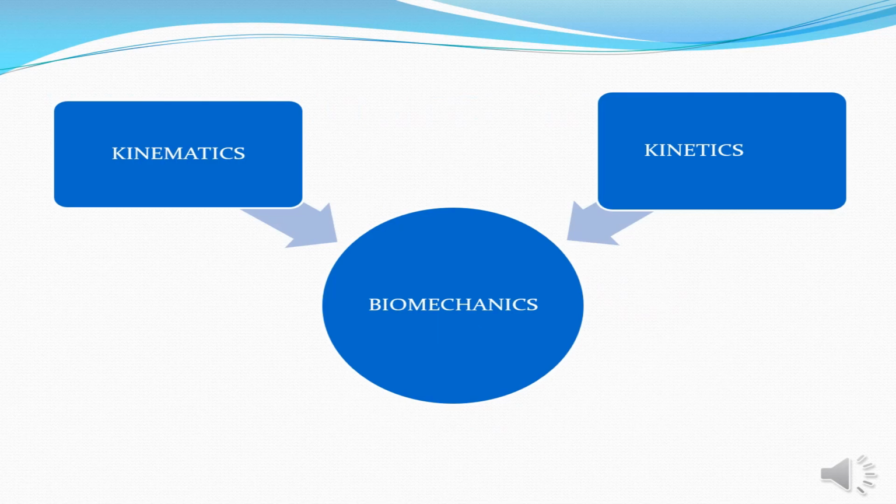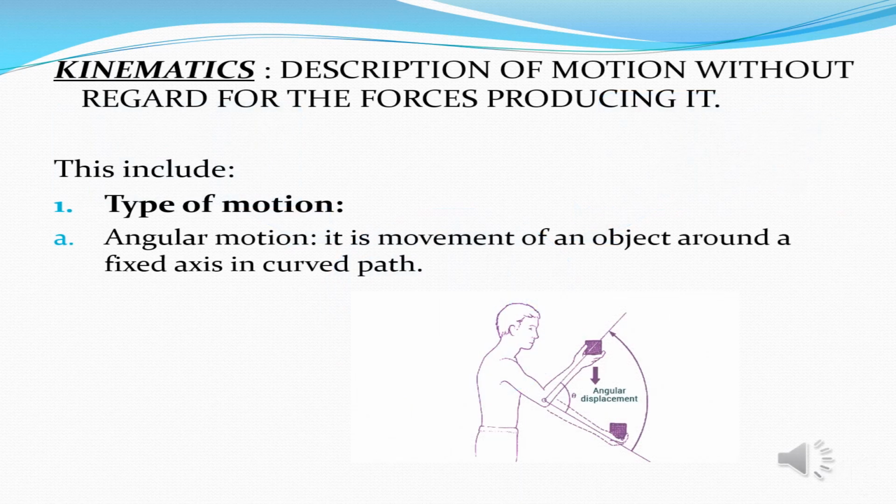Now this is divided into two, one kinematics and another kinetics. Let's see what these two words mean in biomechanics. Kinematics is a description of motion without regard for the forces producing it. This means कि एक मोशन प्रोड्यूस हो जाता है बॉडी का, पर हमें कोई मतलब नहीं है इसमें कि किस फोर्स से वो मोशन प्रोड्यूस हुआ है.